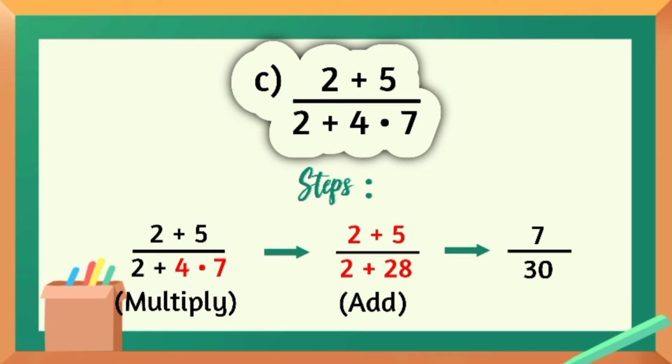C. 2 plus 5 divided by 2 plus 4 times 7 equals blah blah blah. To solve this problem, of course, what must be solved first is the multiplication contained in the denominator, which is 4 times 7 equals 28, becomes 2 plus 5 divided by 2 plus 28. So that the operations in the numerator are added, which is 2 plus 5 equals 7. The same is done with the denominator, which is 2 plus 28 equals 30, becomes 7 divided by 30, so the result is 7 divided by 30.